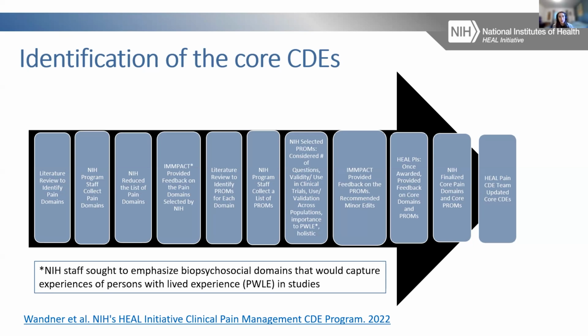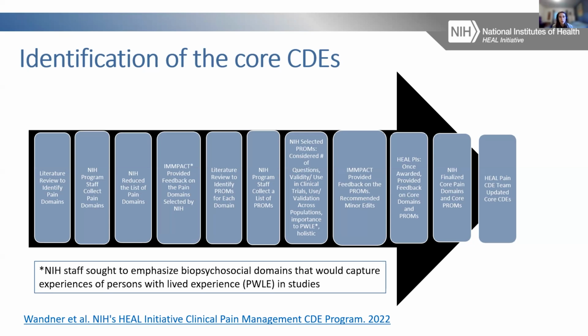They then sent the reduced list of pain domains to IMPACT, and IMPACT provided feedback on those domains. They went back to the literature and conducted another literature review to identify questionnaires or prompts for each of the domains and collected a list of prompts. The things that they considered when they were selecting the prompts were the number of questions, the validity of the questionnaire and use in clinical trials, use and validation across populations, and whether the measurement tools were important to people with lived experience.